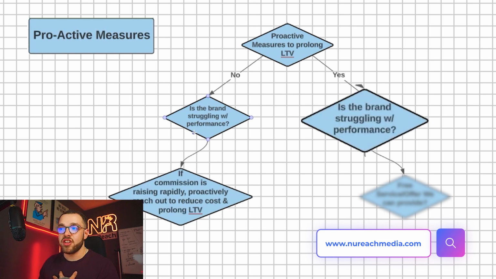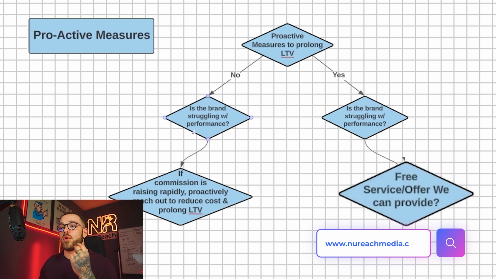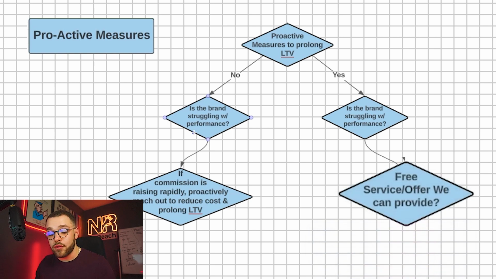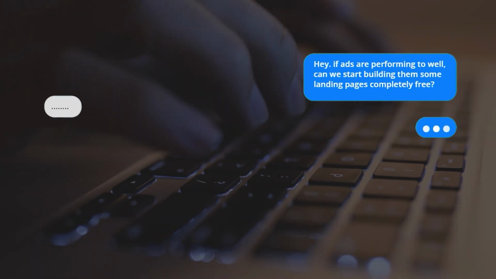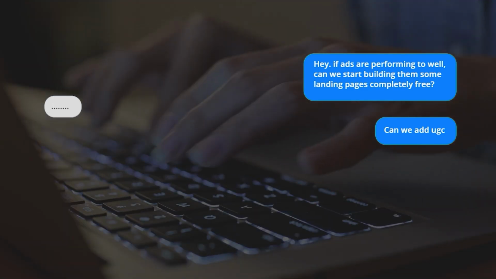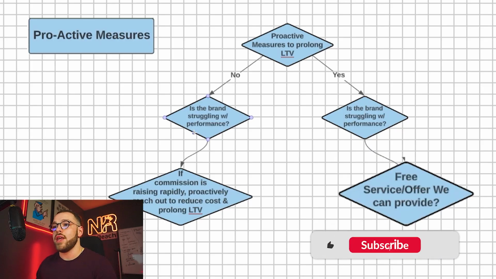And then if the brand is struggling with performance, we generally offer a free service or some sort of free offer that we can provide them completely free of charge. Hey, if ads aren't performing too well, can we start building them some landing pages completely free? Can we add UGC? Whatever the case may be, these are great ways to prolong that LTV inside of your agency and reduce churn.